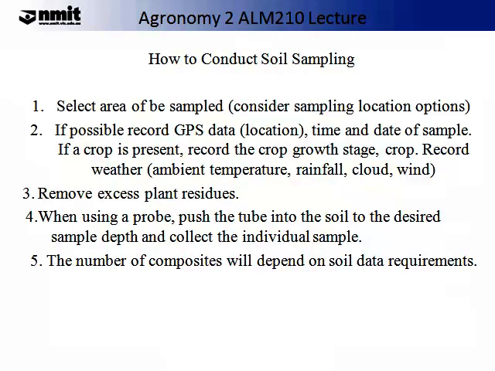How to conduct soil sampling. Firstly, you should select an area to be sampled. Consider the sample location options. If possible, record the GPS data, that is the location, the time and the date of the sample. If a crop is present, record the growth stage of the crop, record the weather, remove excess plant residues. When using a probe, push the tube into the soil to the desired sample depth and collect the individual sample. The number of cores will depend on the soil data requirements.